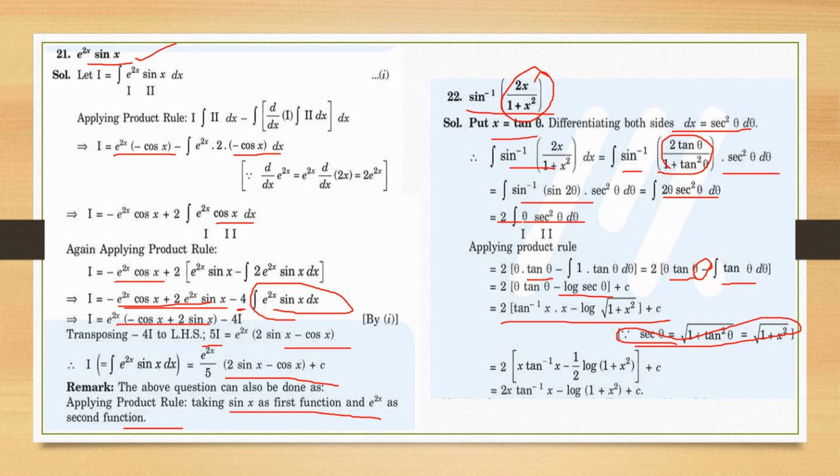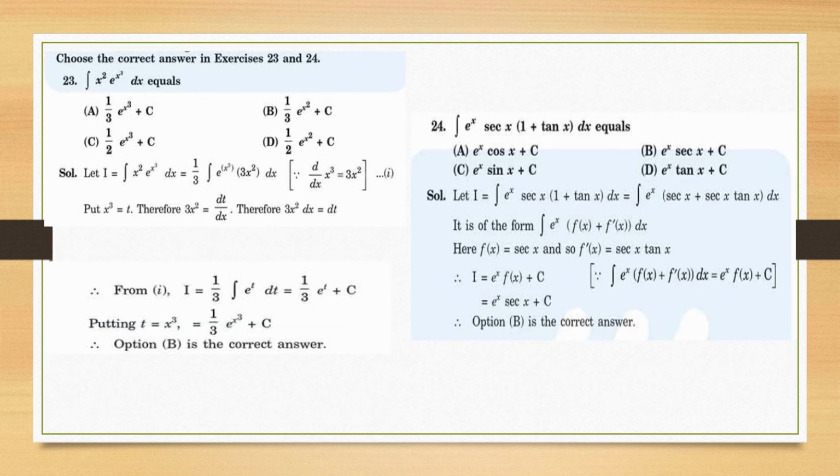Okay, so this becomes tan theta is your x and theta is tan inverse x. Here log of secant theta is changed to tan form, root 1 plus x square, and we get x tan inverse x minus log root 1 plus x square plus c is the required answer. Now choose the correct option.